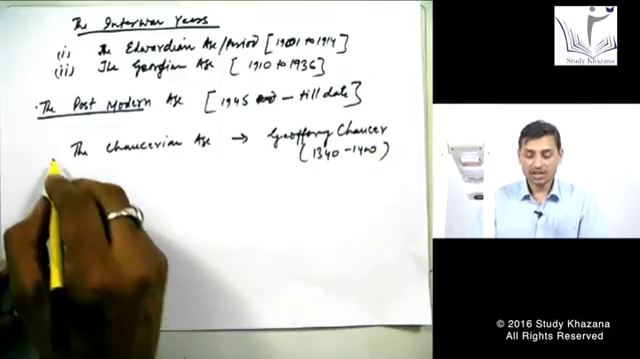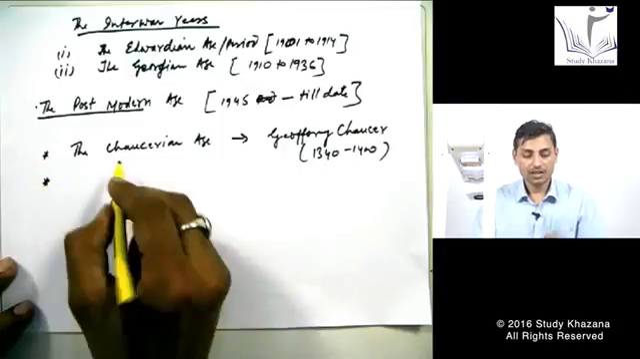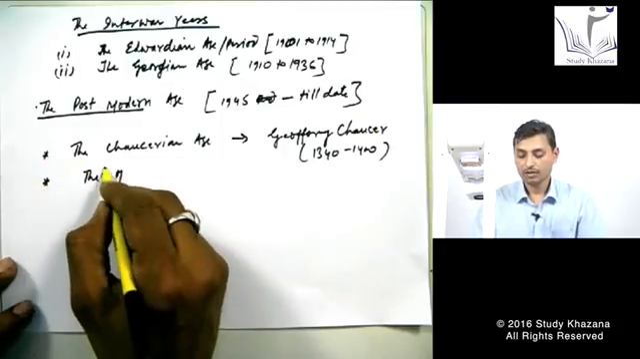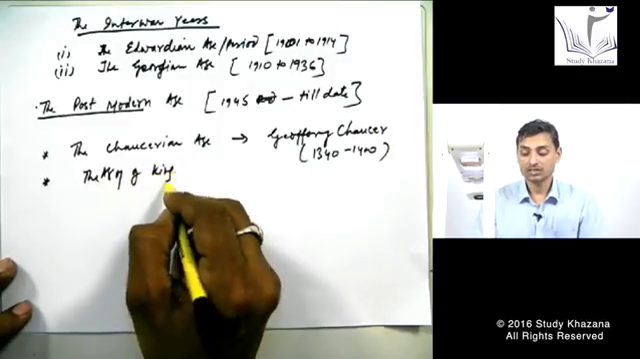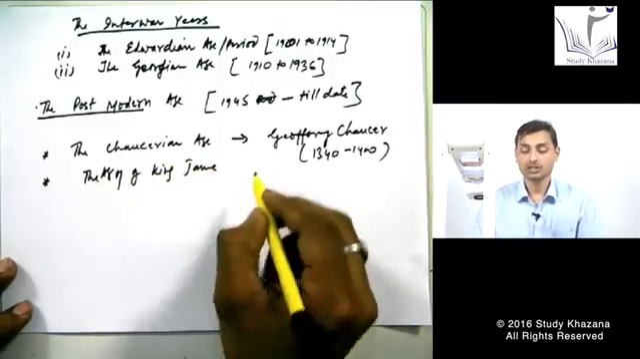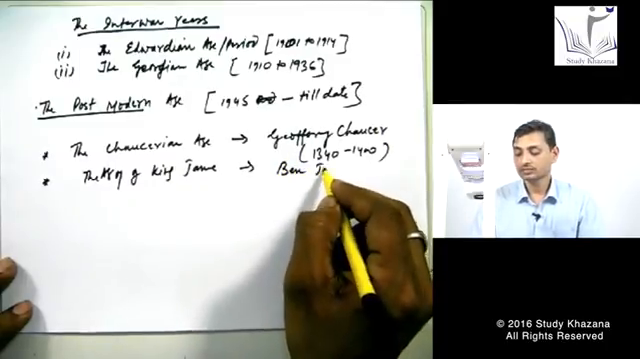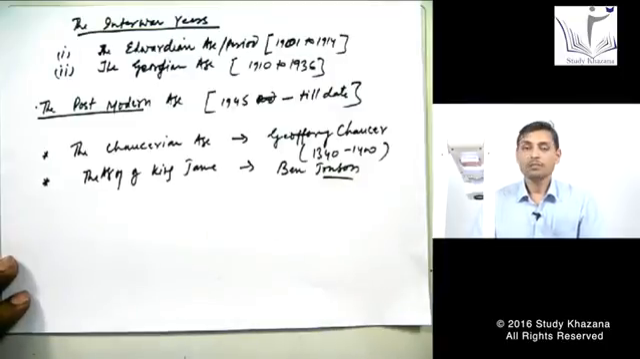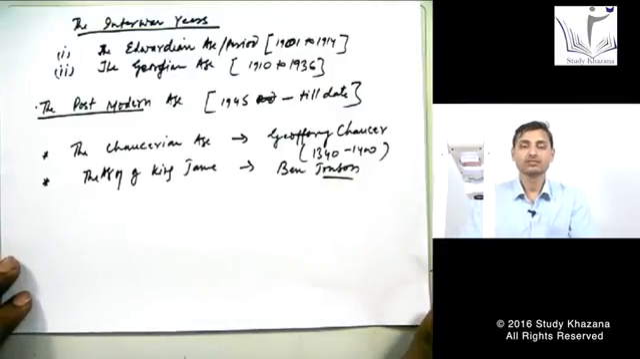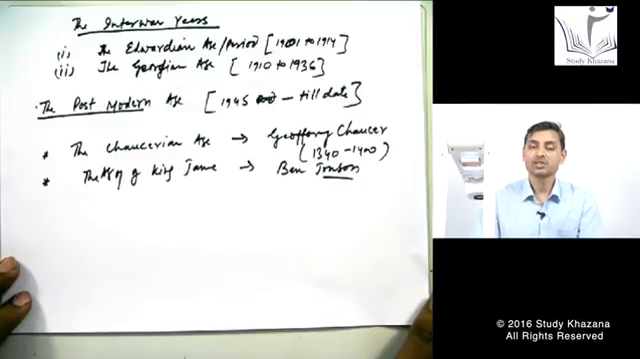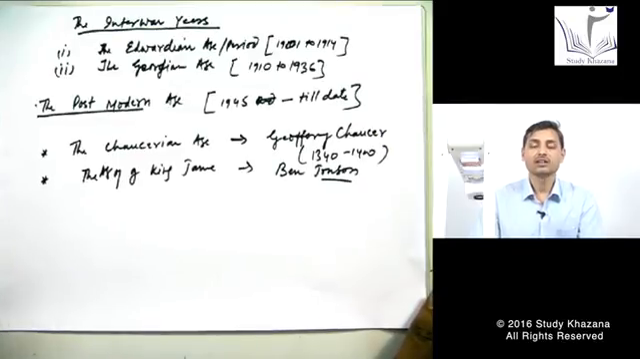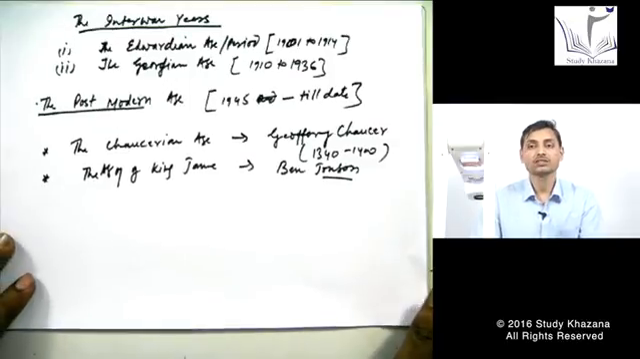Similarly, the next is the age of King James or Jacobean age. Here the most important writer is Ben Jonson. Ben Jonson was not just a critic but a playwright, and he had other acumen as well. He is generally believed to have begun neoclassicism in the field of English literature.